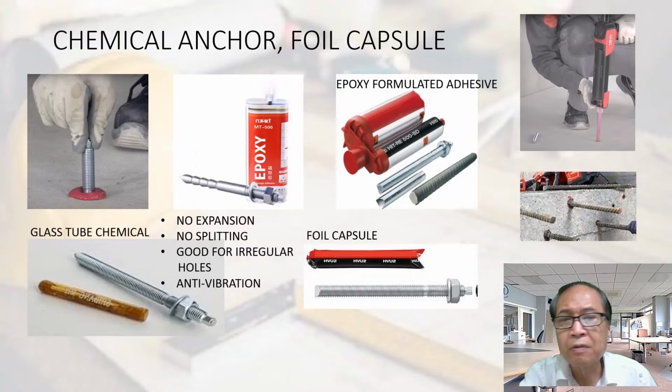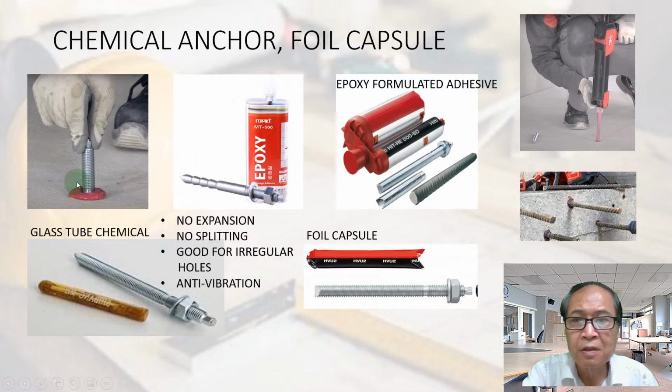Now we come to the chemical anchor. A chemical anchor simply uses glue, adhesive, to glue the steel bolt to the concrete. We can use an epoxy formulated adhesive as a two-part mixture like this. This is epoxy.